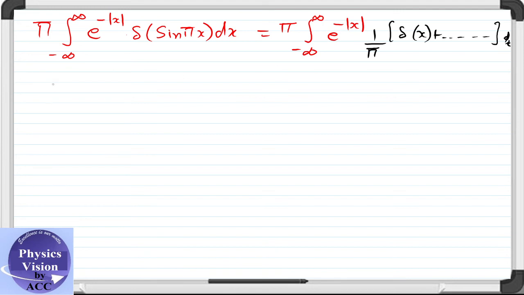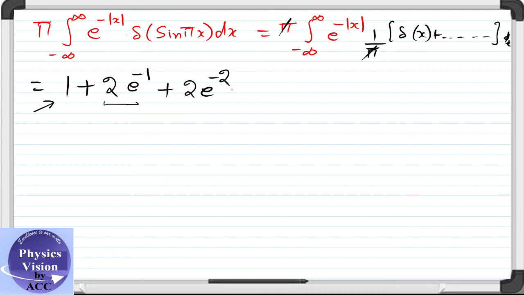Now when we solve it, this pi will be cancelled with this pi first, and then when we put the values from minus infinity to 0 and 0 to infinity, we will get 1, which corresponds to x equal to 0, plus 2 times e inverse. This is 2 times because once x is equal to 1 and second time x is equal to minus 1, and in the mod this will be added up because both are the same. Similarly, we would have e raised to the power minus 2 for x equal to plus minus 2, and 2 times e raised to the power minus 3, and so on.